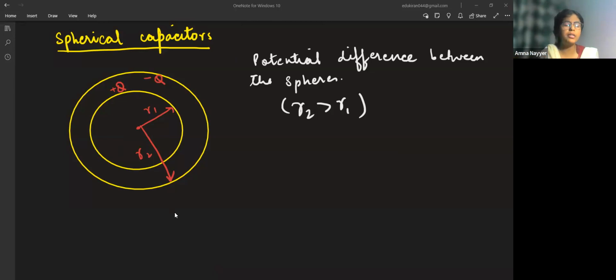You just have to remember this case only, because the rest of the cases are in detail and that is not a part of your syllabus. Nobody is going to ask you. Just remember this. Where radius 2 is greater than radius 1, the first sphere is inside the bigger sphere. So charge is plus q here and charge is minus q here.